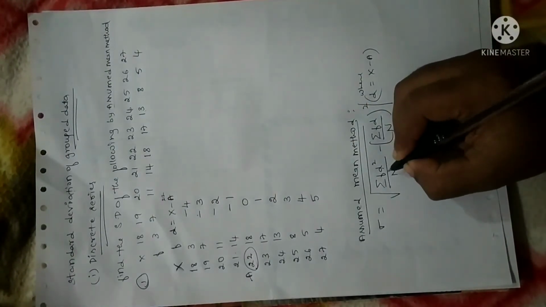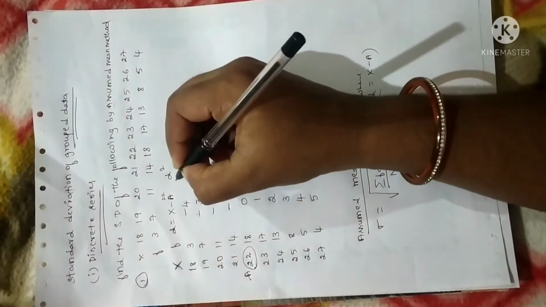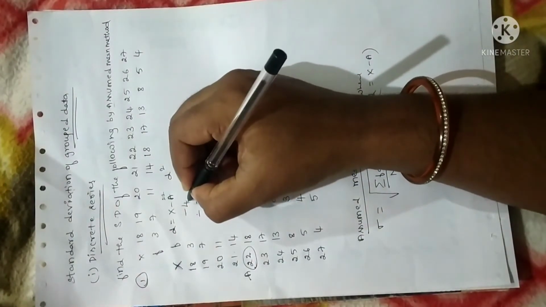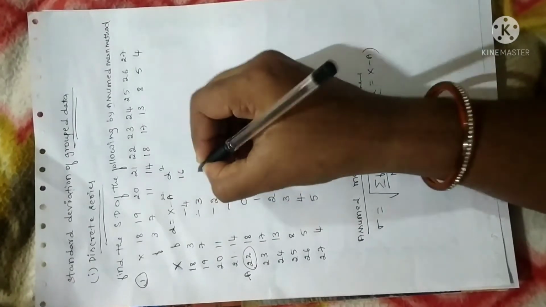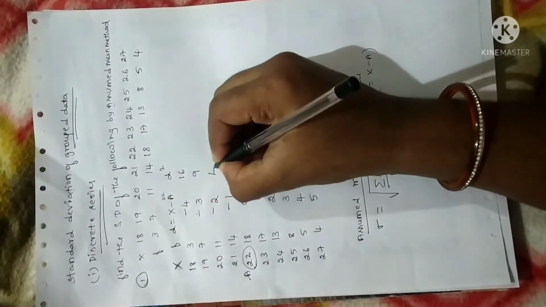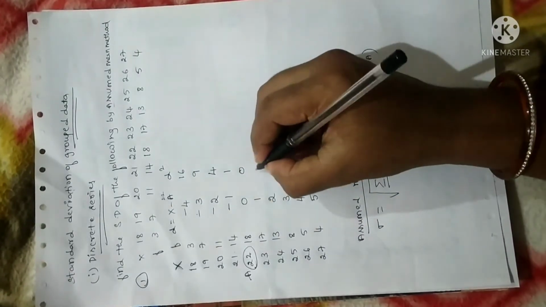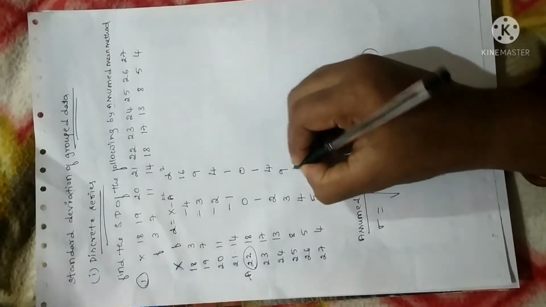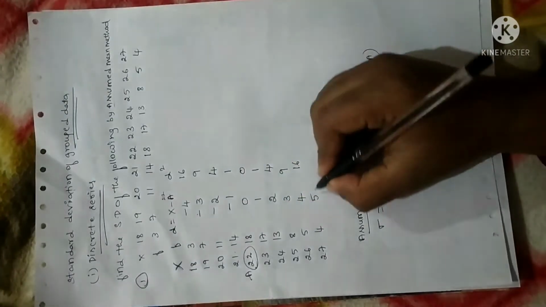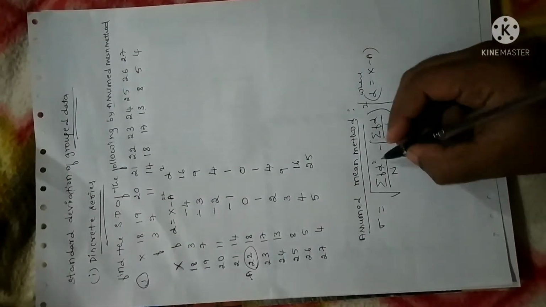But what else is needed? We have to find the value of d square. D square is none other than square of d value. So whatever the values you have, just square it. 4 square is 16, minus 3 square is 9, 2 square is 4. So minus 1 square is 1, 0 square is 0, again 1 square is 1, 2 square 4, 3 square is 9, 4 square is 16, 5 square is 25. So I have obtained the value of d square.